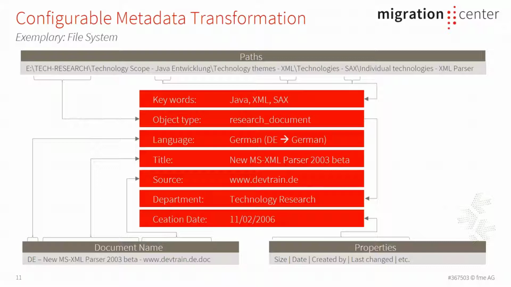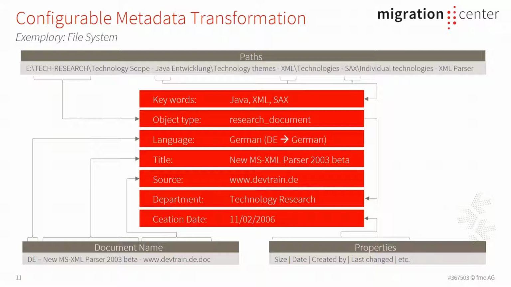So that's an example here on the slide where we have a folder in the file system. This folder is quite good. I mean, this is like tech research, technology scope, and so on. And down there we have the document name on the left-hand side and some system properties of the file system on the right-hand side. So if you follow the arrows, you see what we do with our transformation engine. With only a little information, you can create a new object type definition, which really makes sense, which you see in the middle here in red.